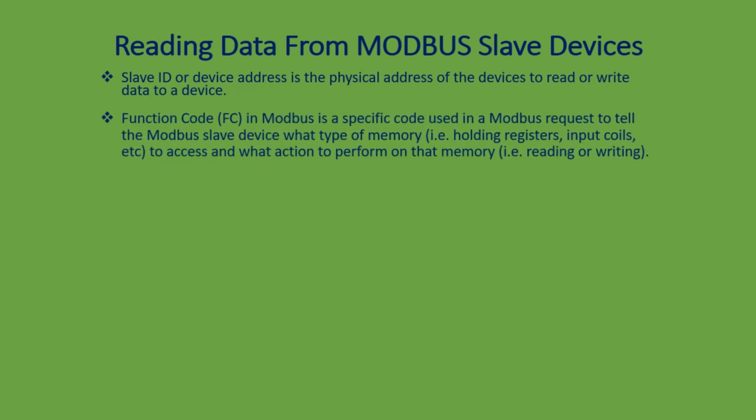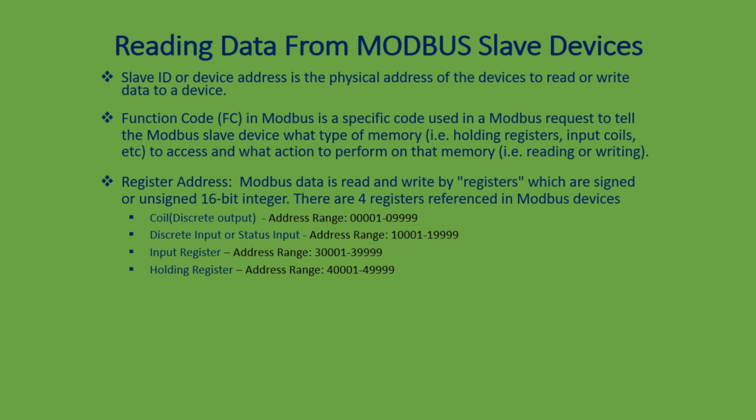And function code. Function code in a Modbus device is a specific code which is used in a Modbus request to tell the Modbus live device what type of memory to access and what action to perform on that memory, read or write operations. There are different memories available in Modbus live devices, that is a holding register, input coils, input registers, etc.